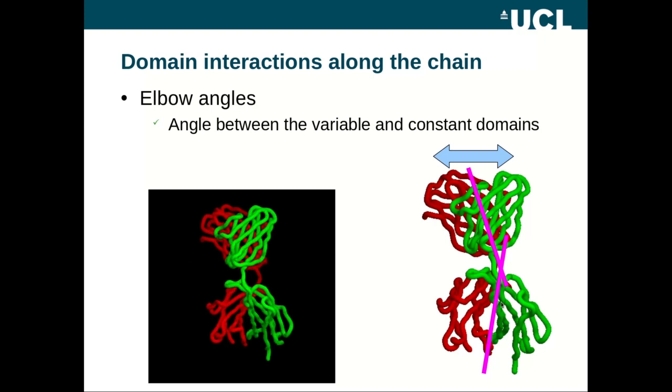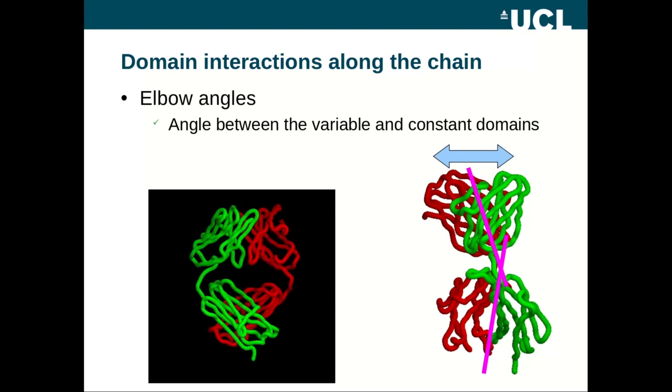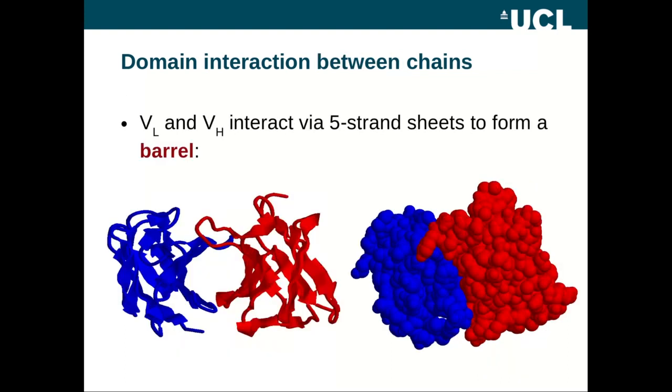So we could then measure an angle between those two pseudo axes, and this angle can vary. So the VHVL, the FV fragment, can flex compared with the constant regions. And this is known as the elbow angle. So, although these contacts along the chains are fairly sparse, that gives us this flexibility.